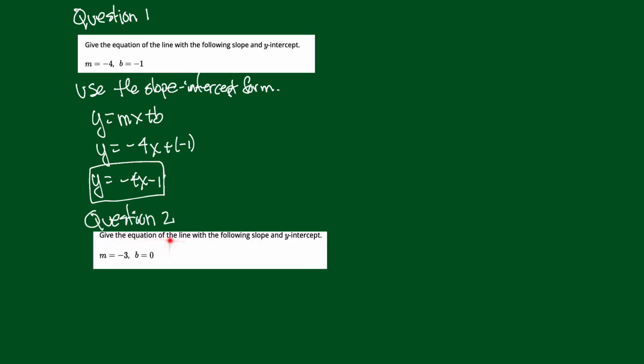Question 2 says give the equation of the line with that slope and that intercept. All right, so if I use that slope-intercept form, y equals mx plus b, we will have y is equal to -3x plus b, which is 0. So how about just y equals -3x?